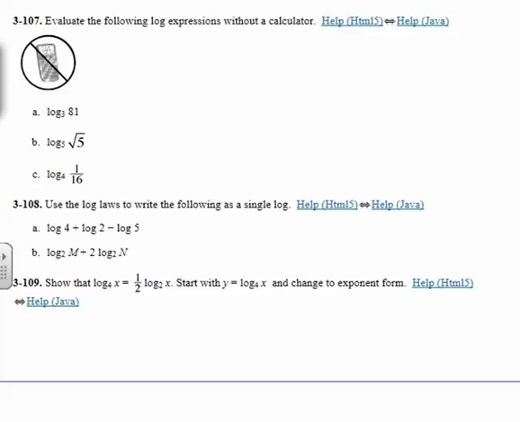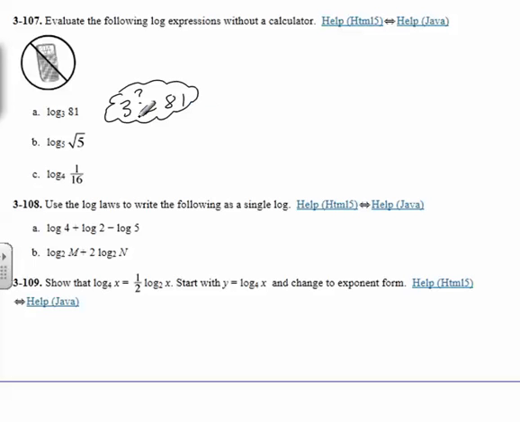All right, 107. Evaluate the following logs without a calculator. Look, no calculator allowed. Okay, so log base 3 of 81. So to evaluate this, thought bubble, we're thinking 3 to the what equals 81. So 3 to what power is 81?